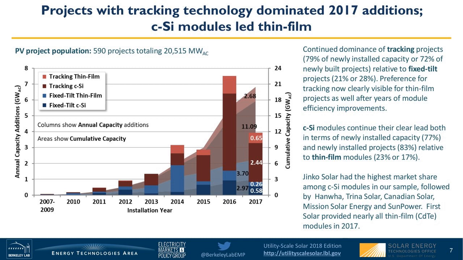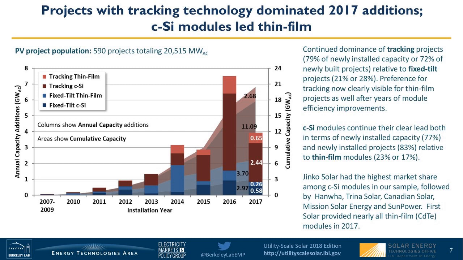Nearly 80% of all newly installed capacity has a single tracking mechanism, and in terms of overall projects, about 70% of all new projects. So clear dominance here. The second distinction that we have in this graph between the light shaded and dark shaded colors is the module technology type.